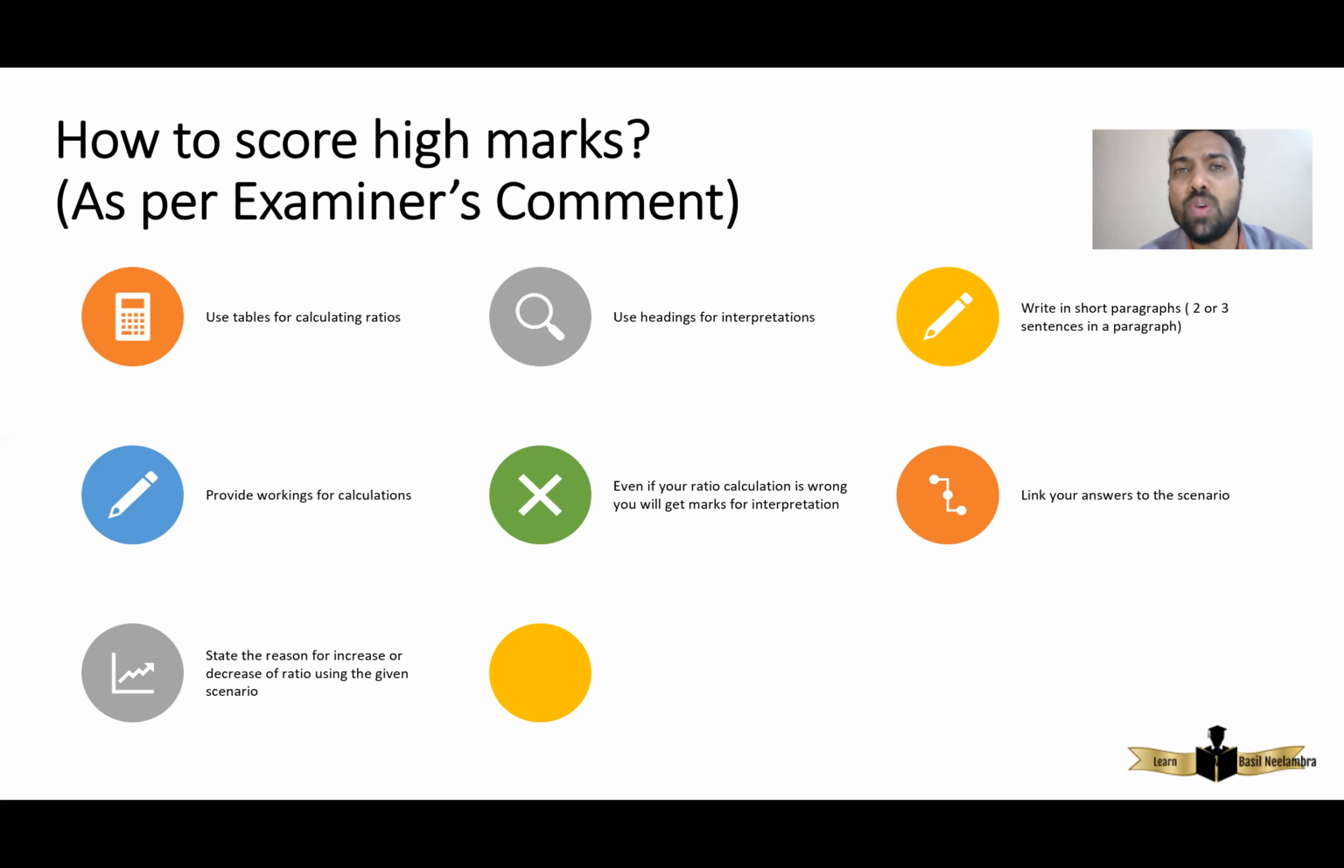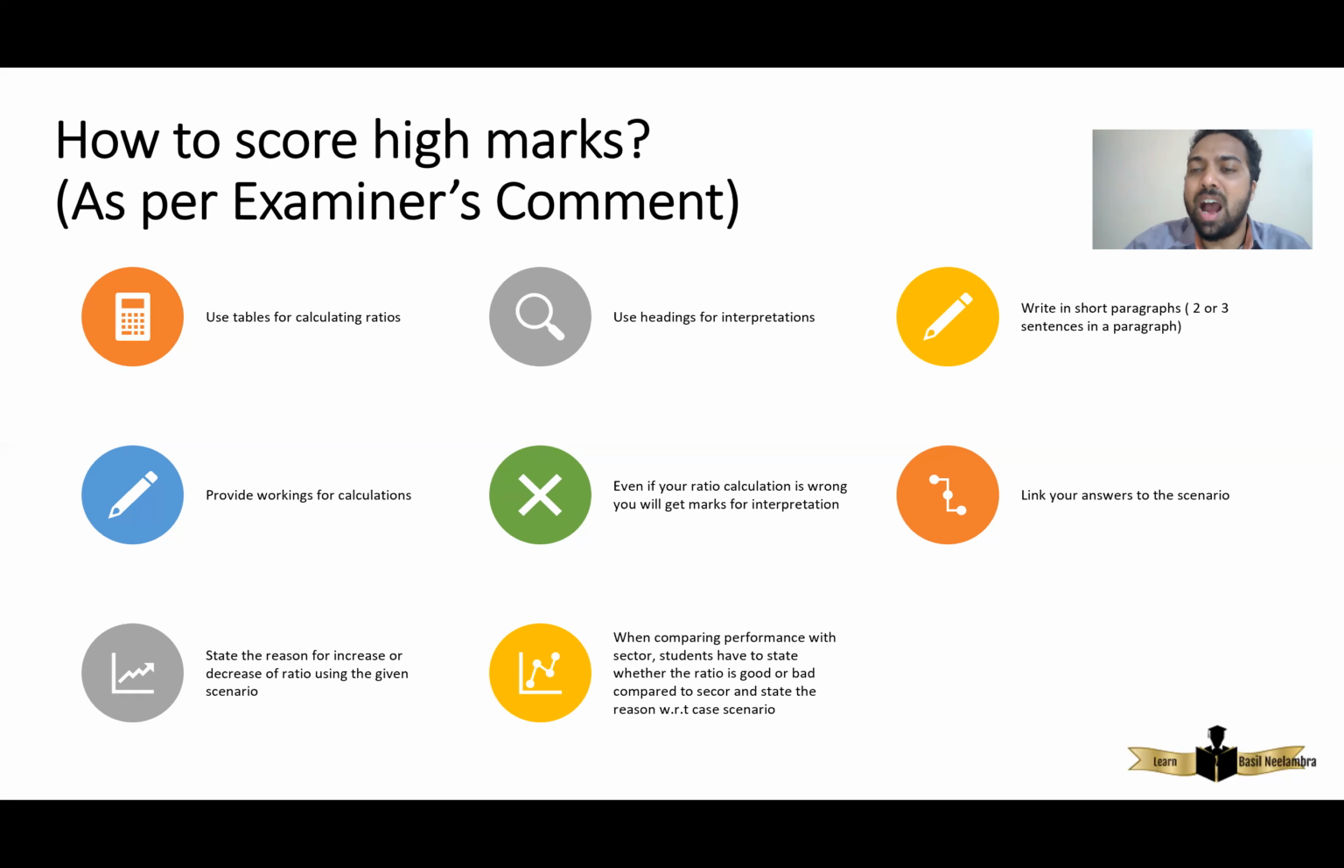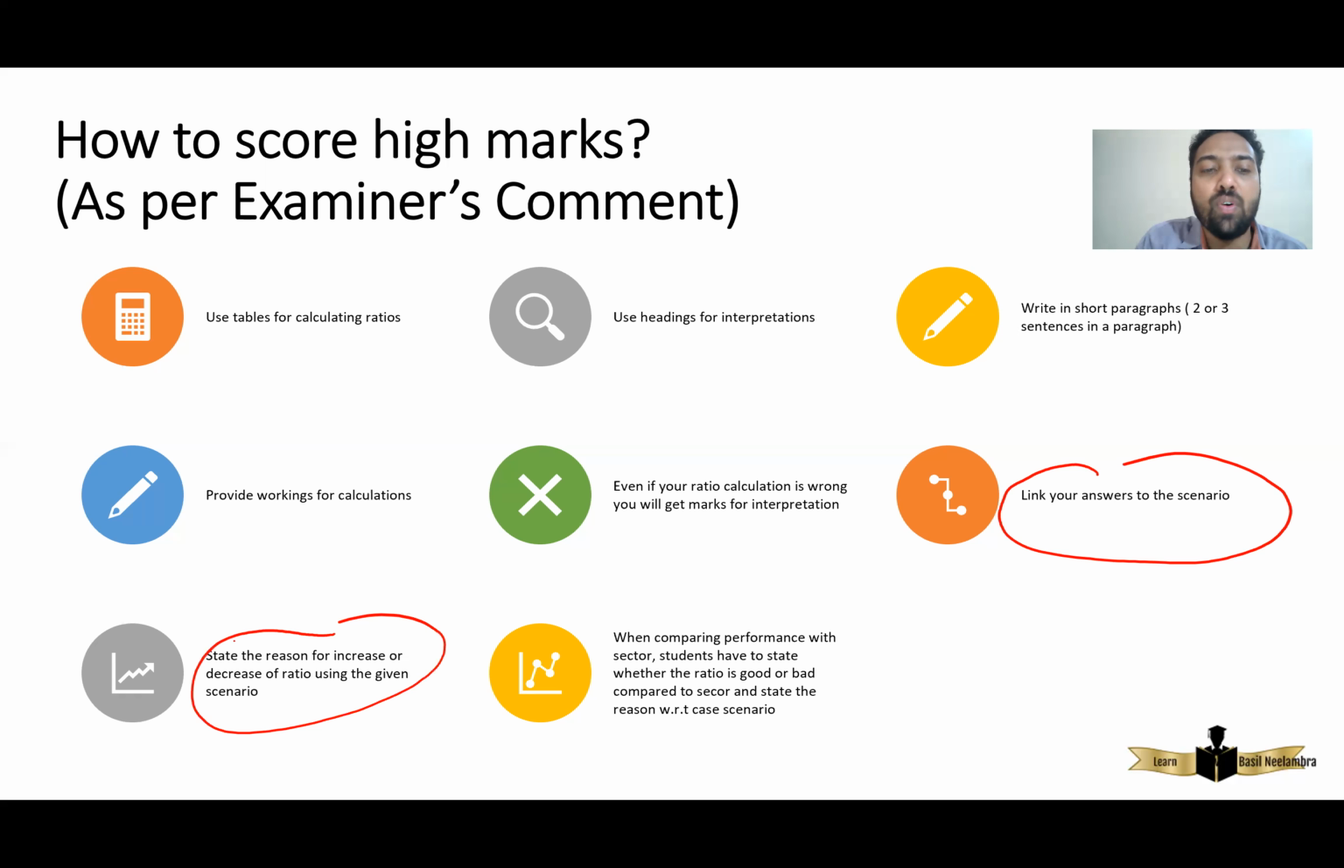And most importantly, you have to state the reason for an increase or decrease of a ratio using the given scenario. If you want to pass, continue watching my video part 2 and part 3. And when comparing your performance with a sector, you have to state whether the ratio is good or bad compared to the sector and state the reason why it is good or why it is bad with respect to the case scenario. So once again, I will be teaching you how to link your answer to the scenario and how to state the reason for an increase or decrease with the help of the given scenario.